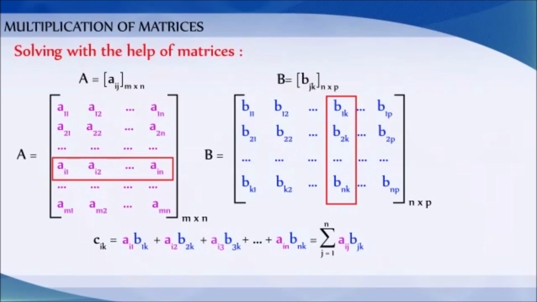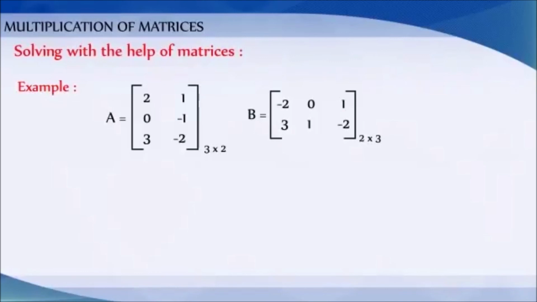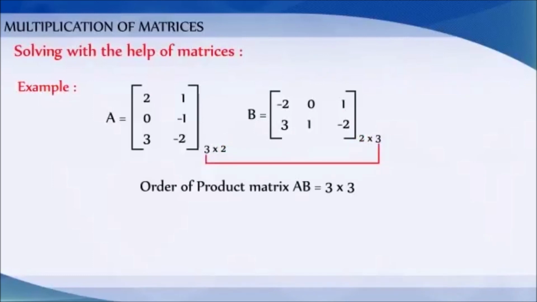Now the matrix C = [Cik] of order m by p is the product of the matrices A and B. For example, let A be a 3 by 2 matrix and B be a 2 by 3 matrix. Then the product matrix AB is of order 3 by 3. Now, let us see how we can find each element of the product matrix.